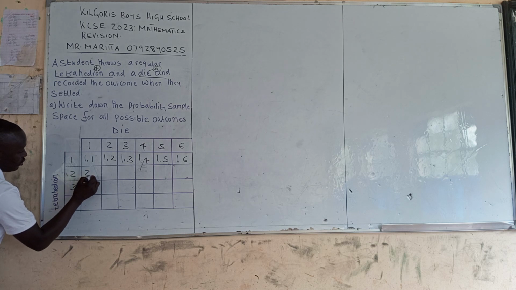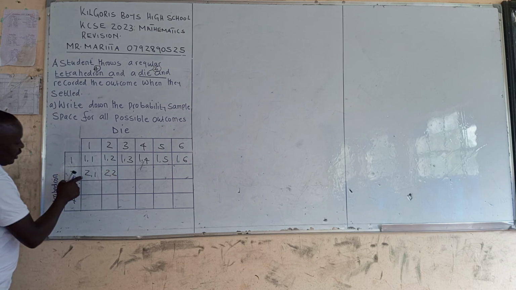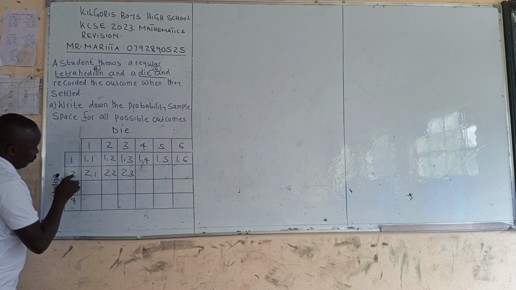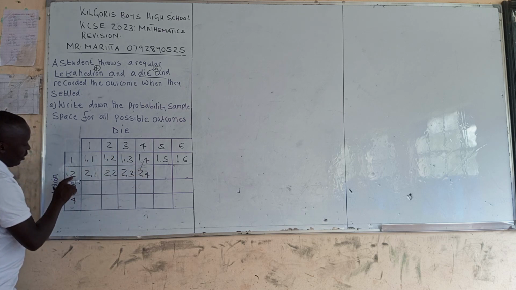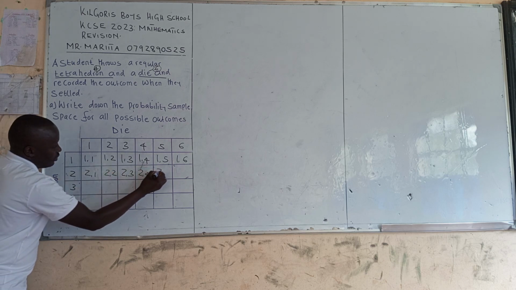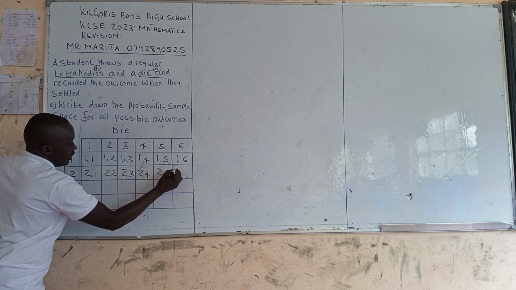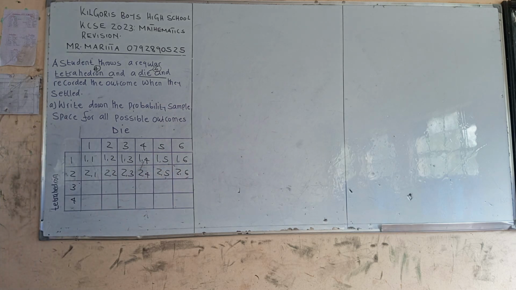On this side we can also have 2, 1. Then we have 2, 2. Then it can also show 2, 3. We have 2, 4, we have 2, 5, then we have 2, 6. You can show that side.